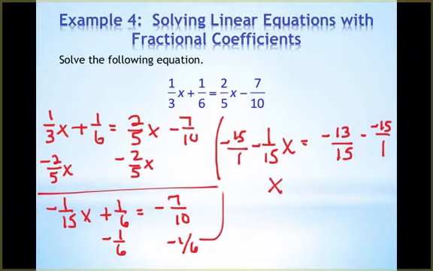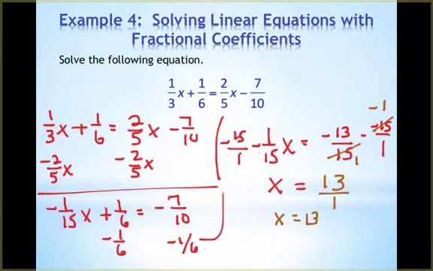Well, this gives me just 1x on my left-hand side, and then I can simplify that 15 and negative 15 have a common factor of 15, and I get 1 and negative 1, and then negative 13 times negative 1 is positive 13/1, or x is 13.